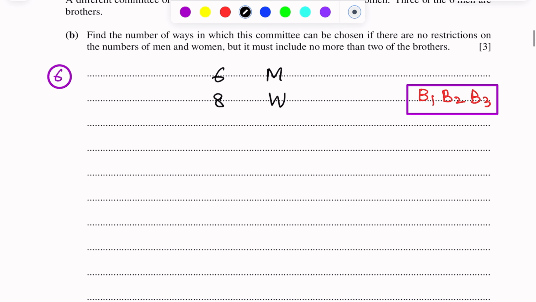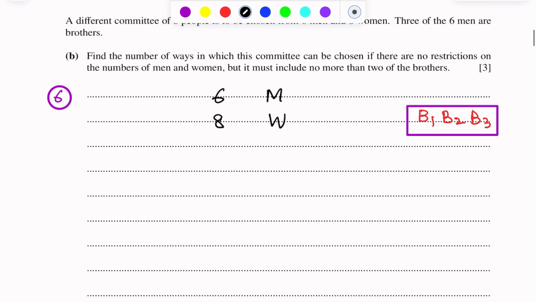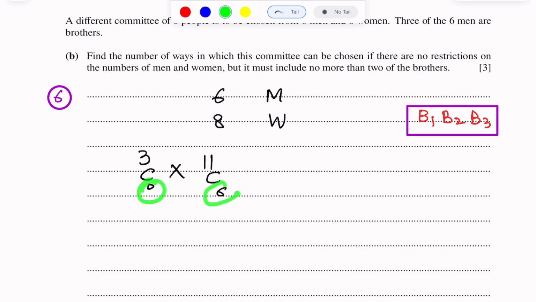First, we are taking no brothers from these three. So we write 3C0, and the remaining are 6 minus these three brothers, 3, 3 plus 8, remaining are 11. Now we will take 6 people from the remaining. Now total committee people are 6. So this is the first option.